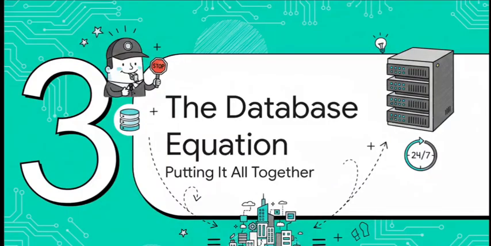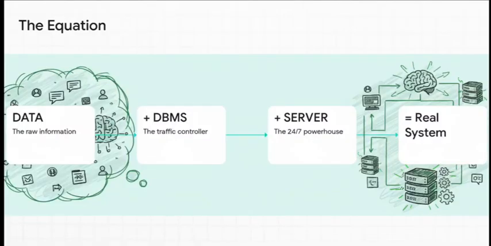Okay, so we've met our two key players, the traffic controller, our DBMS, and the 24/7 powerhouse, the server. Now that we have both pieces of the solution, let's put it all together and finally reveal our real-world database equation. So, it all starts with the most essential ingredient, your data. That's all the user profiles, the photos, the messages, you name it. Then, to manage all that info, you add the brains, the DBMS, our traffic controller. But that software needs a reliable place to live, so you run it on the brawn, the server, our 24/7 powerhouse. And when you combine those three things together, that's when you finally have a true, real-world database system.